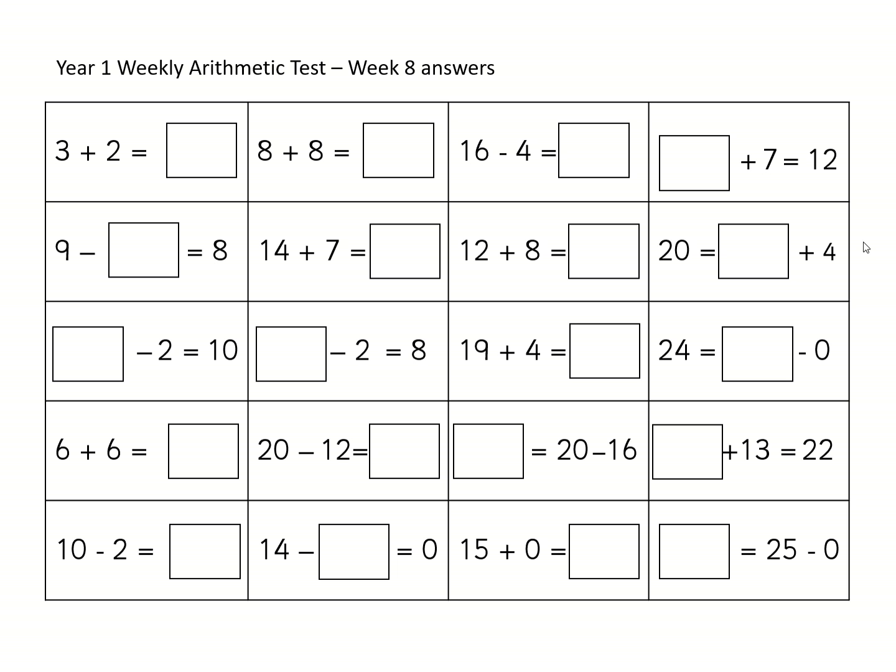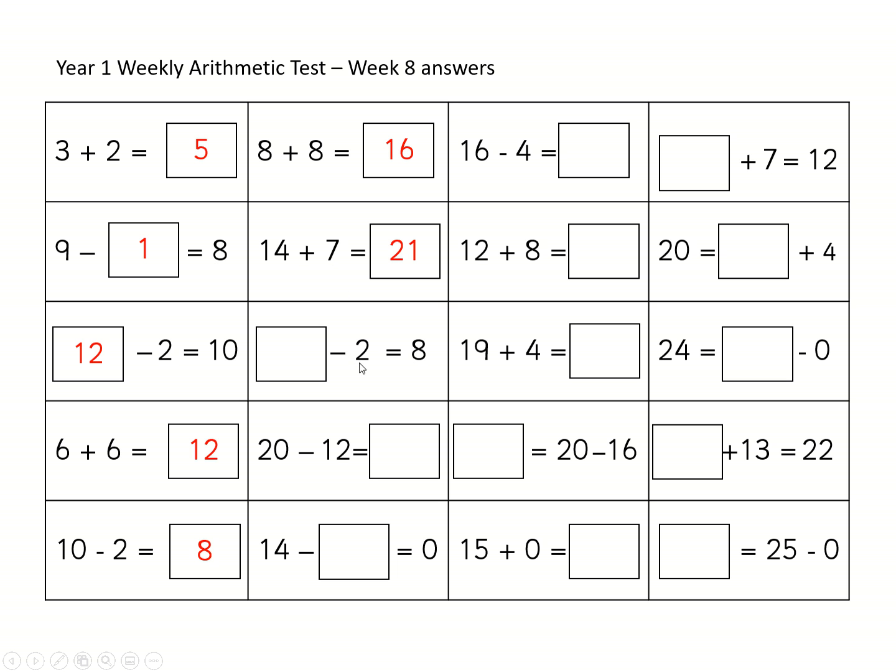Okay, so welcome back. Here we go. 3 plus 2 equals 5. 9 minus something equals 8. Well, that something's 1. Something take away 2 equals 10. So that's going to be 12. 6 plus 6 is doubling, like we've been practicing. So that's 12. 10 minus 2 is 8. 8 plus 8, another double, is 16.